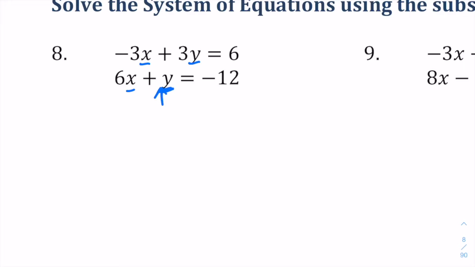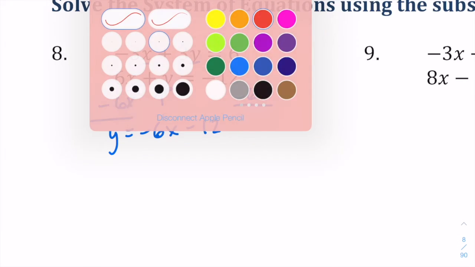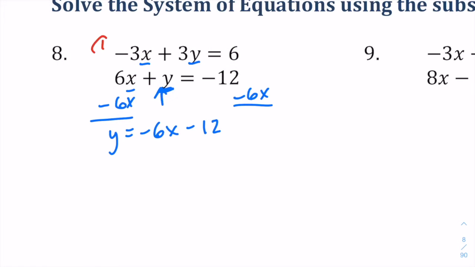So that means we're not going to have to actually do any division to isolate y in that second equation. So I'm just going to go ahead and write this right below this. I'm going to subtract 6x from both sides of that equation, and that gives me y equals negative 6x minus 12. So we solved the second equation for y. If it helps, you might even want to label this as equation 1 and equation 2.